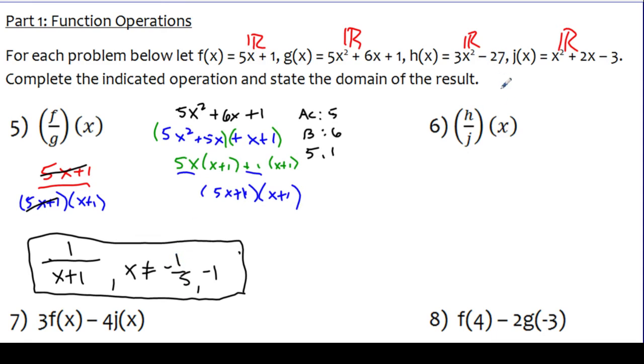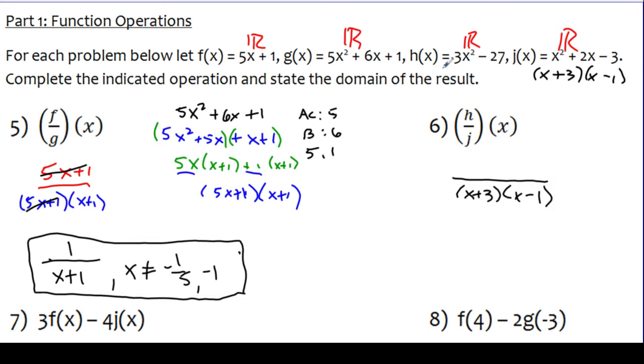Okay, so we can do the same thing with j. I'm just going to factor j up here. It does simplify pretty nicely for us. It looks like x plus 3 and x minus 1. This is a simple factor because there's no number in front of x squared. So when I bring down the j on the bottom of number 6, I'm going to bring it down in its factored form, x plus 3 and x minus 1.